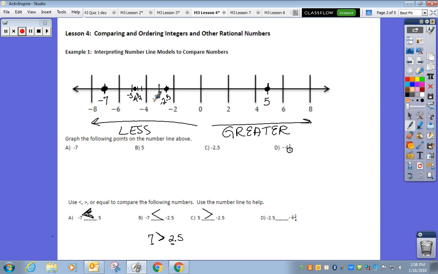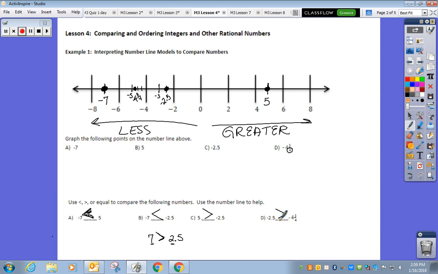Letter D, I'm looking at -2.5 and -4 3/4. They are both negative, so I can use my number line to help me. -2.5 is to the right of -4 3/4, which means -2.5 is the greater number. So -2.5 is greater than -4 3/4.